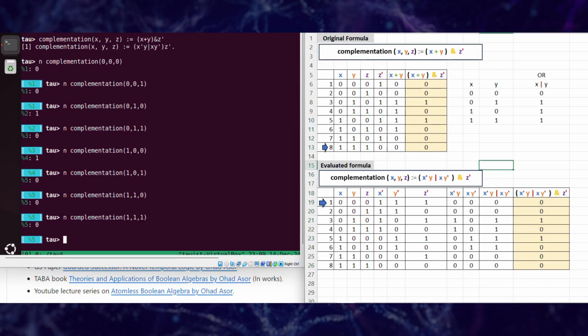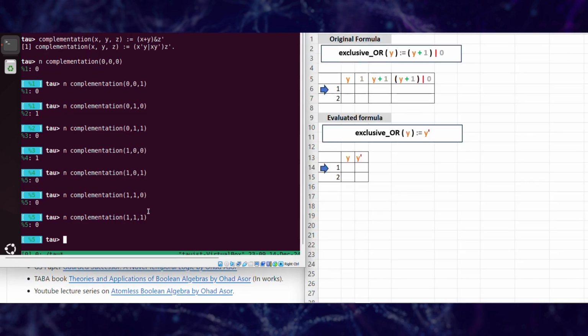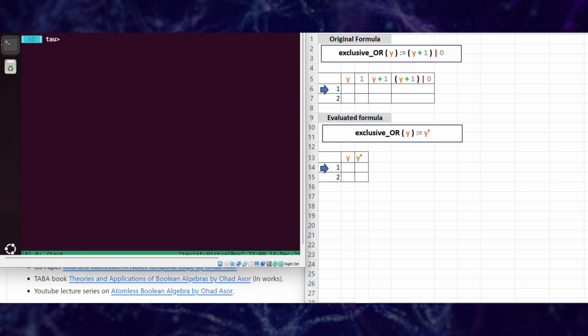Let's go to XOR. Okay. So here, let's write exclusive OR, y plus 1 or 0. So same as this one. Okay, let's see. So here, let's write 0 and 1. So here, this is 1, so I will put here 1, 1.